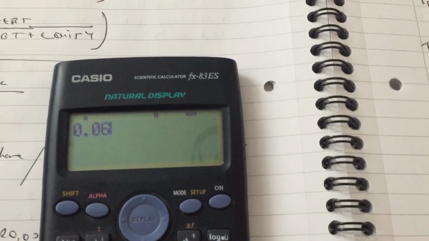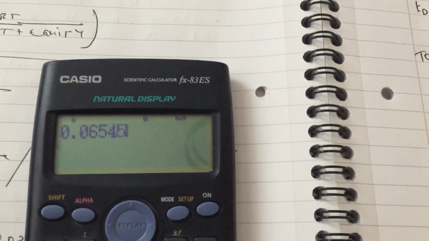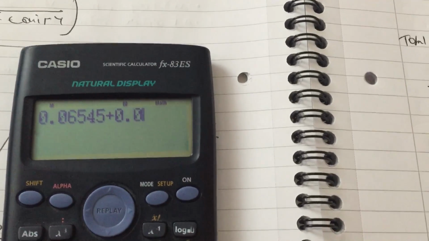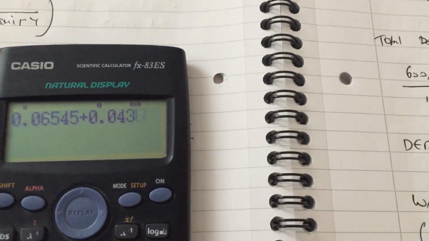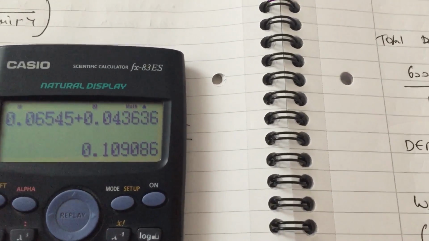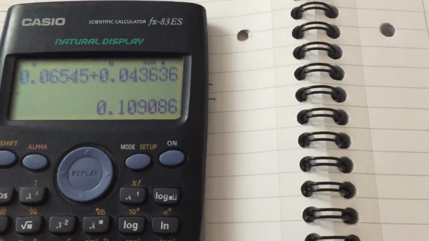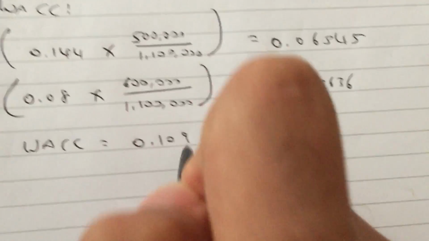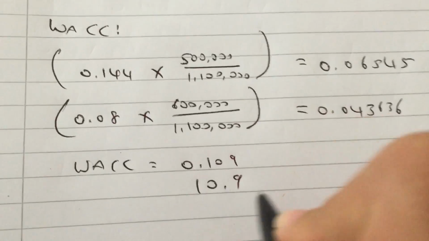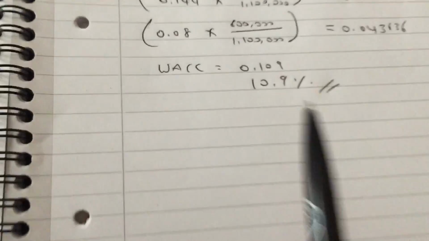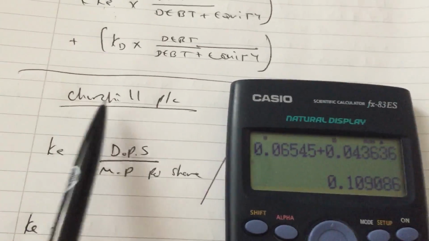So 0.065445 plus 0.043636 equals 0.109. So it equals 0.109. So our weighted average cost of capital is 10.9%. That's our weighted average cost of capital for Churchill PLC, the company that has debt. Okay, but they're telling us to calculate the weighted average cost of capital for both companies.